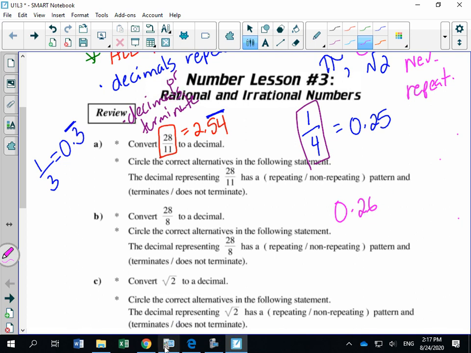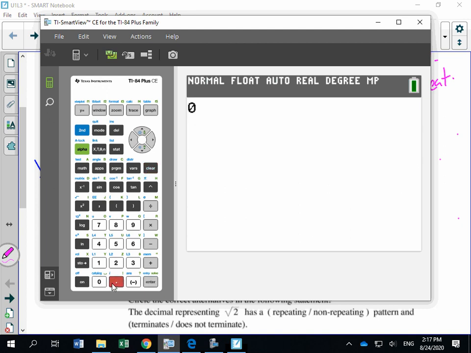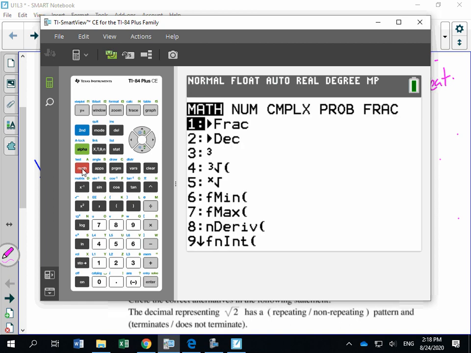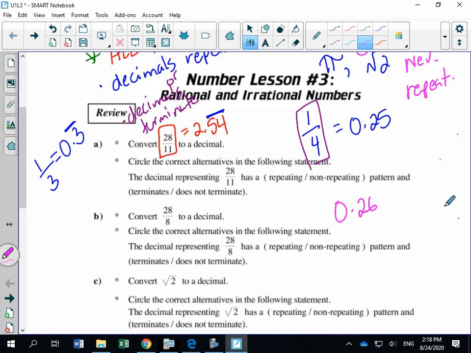But look at what your calculator can do. You can type in 0.26, then you hit this math button. You're going to use a ton of things under this math button. If you hit number one, fraction, and then hit enter, it will convert your decimal into a fraction. So 0.26 is 13 over 50, and any fractions are rational numbers, right?